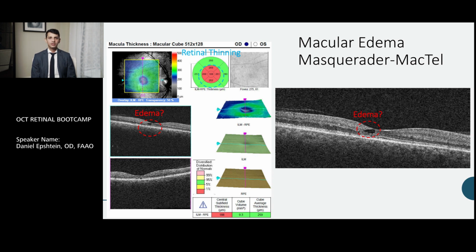A good way to tell the difference between MACTEL type 2 and macular edema is that these patients actually have what we call internal limiting membrane drape, where the internal limiting membrane just sort of drapes over these little retinal cysts, and there's not going to be any thickening of the retina. It's actually going to be atrophy.